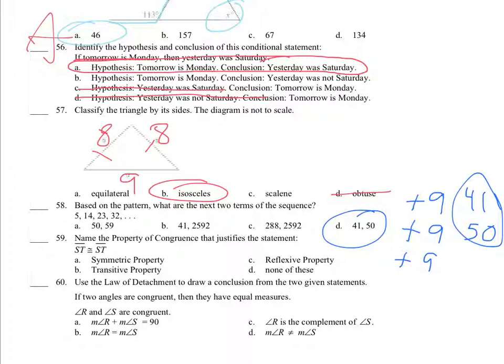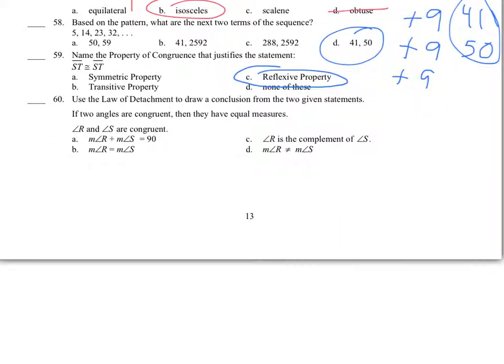What property says that something is congruent to itself? That's the reflexive property, C. The last question for this review, the law of detachment says that if two angles are congruent, then they have equal measures. Well, then they say R and S are congruent, therefore the measure of angle R is going to be equal to the measure of angle S, which is B.